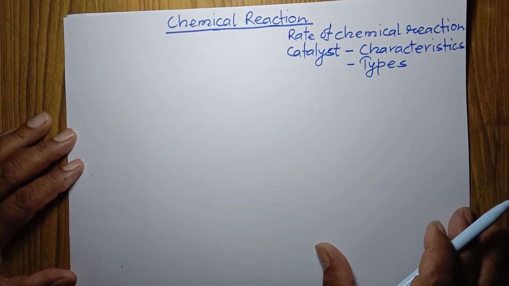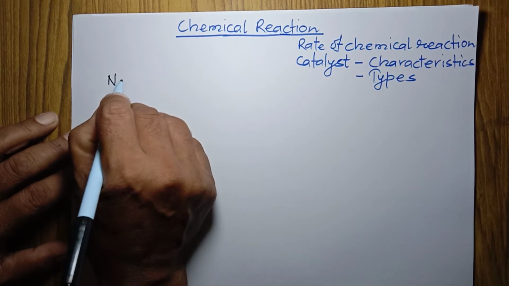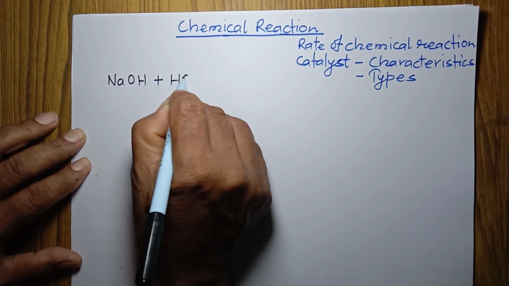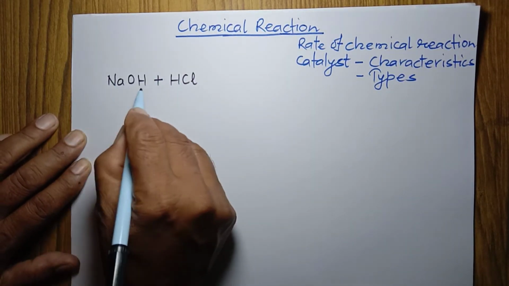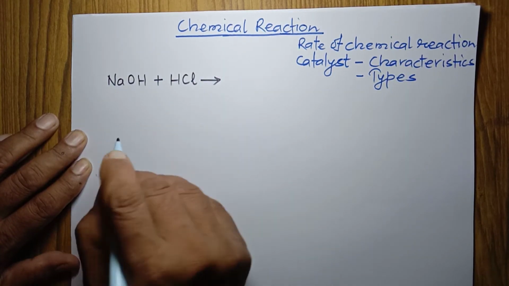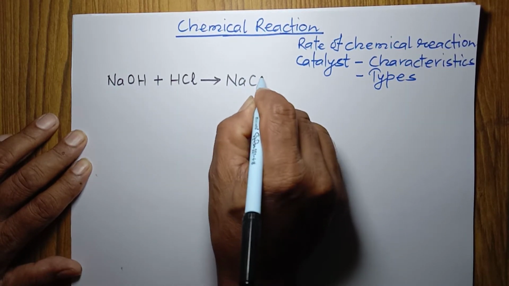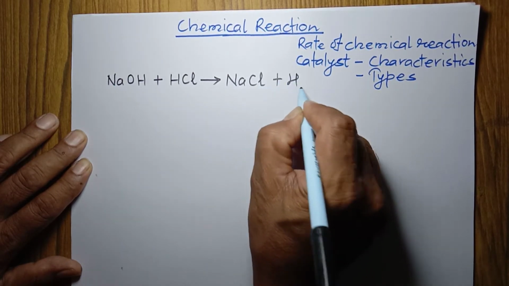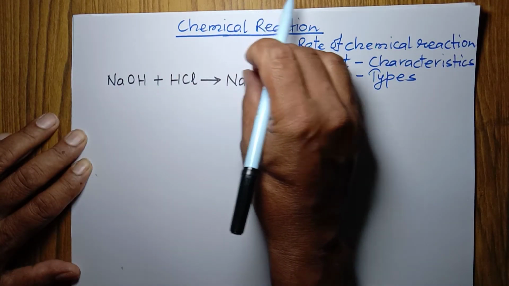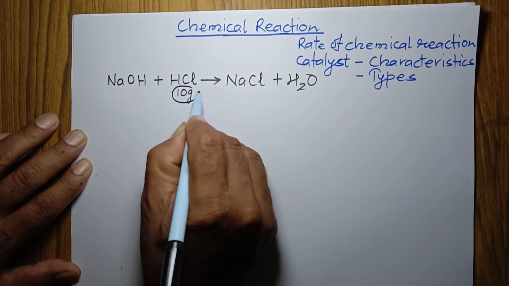What is the meaning of this? Let's take one example. Let's say we have two compounds, sodium hydroxide, and another is, let's say, hydrochloric acid. This is a base because a metallic hydroxide is a base. This is an acid, hydrochloric acid. When acid and base react with each other, they form salt and water. Here the salt is sodium chloride and water is H2O. Now, at first, when the reaction has not started, let's say 10 gram of hydrochloric acid was taken.